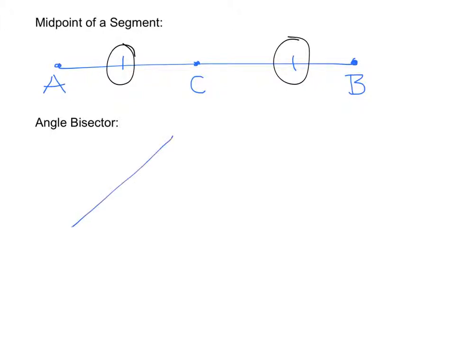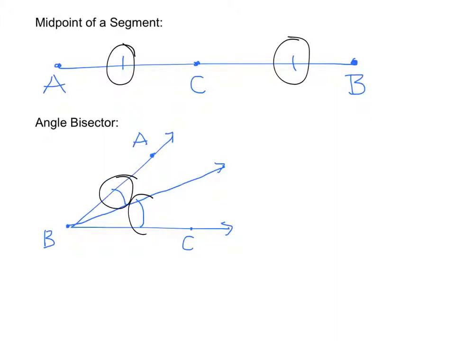Angle bisectors are somewhat similar. If we have an angle here, angle ABC again, then the angle bisector is going to be the line that intersects the vertex and splits up the angle into two congruent smaller angles, two halves. And again, these lines represent that they're going to be the same. Okay, so section 2.4 is just more vocab.